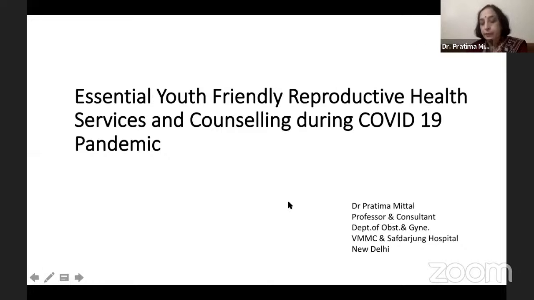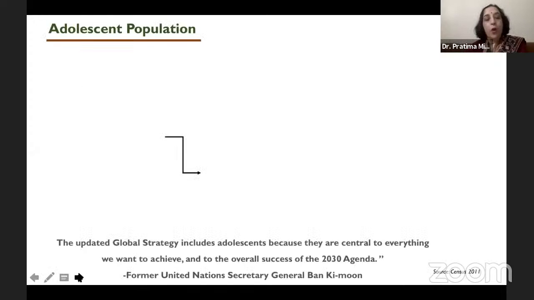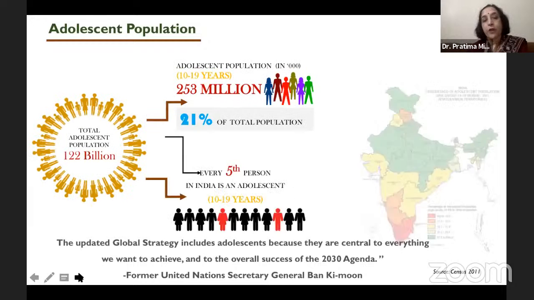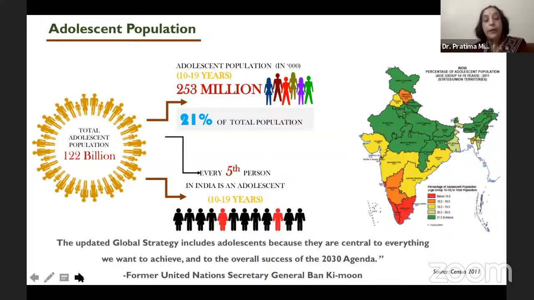So coming to my talk, first of all, I would like to discuss the issue. We all know the adolescent population in India. There are about 253 million adolescents in India. And the updated global strategy now includes adolescents also in their SDG goals, because adolescents are central to everything we want to achieve and to the overall success of the 2030 agenda.